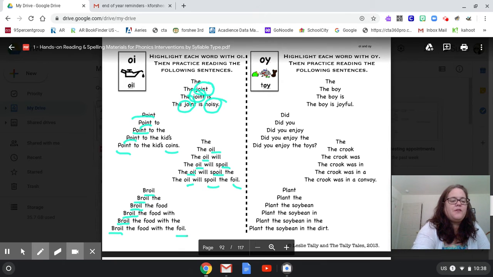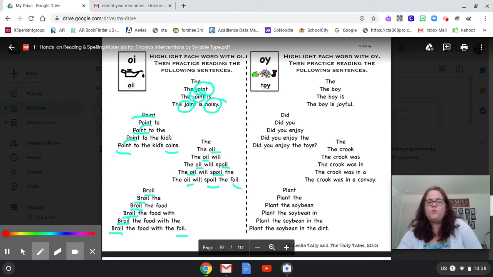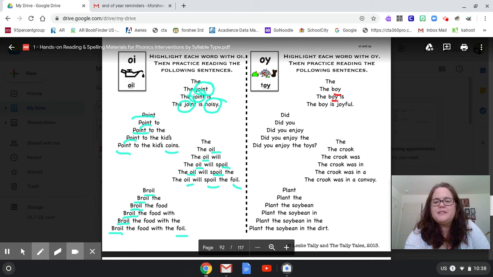Okay. All right. Now let's look over at the OY spelling. The boy is joyful. And there's that joyful word I talked about, how the OY is in the middle of the word. And even though it's in the middle, it's still OY because it's the end of a syllable, right?